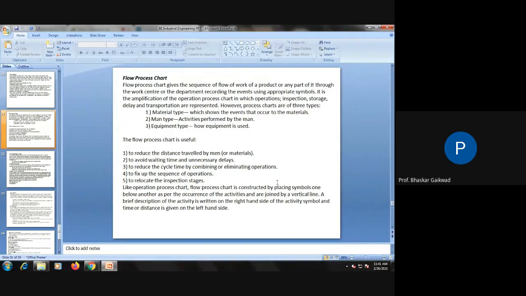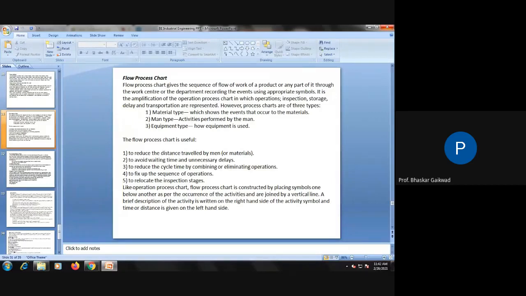Correct. So a flow process chart gives the sequence of flow of work of a product or any part of it to the work center or department, recording events using appropriate symbols. It is an amplification of the operation process chart in which operation, inspection, storage, delay and transportation are represented. So these charts are once again a graphical representation. How many symbols here? Five symbols are there. One is operation, second is inspection, storage is there, delay is there, and transportation.